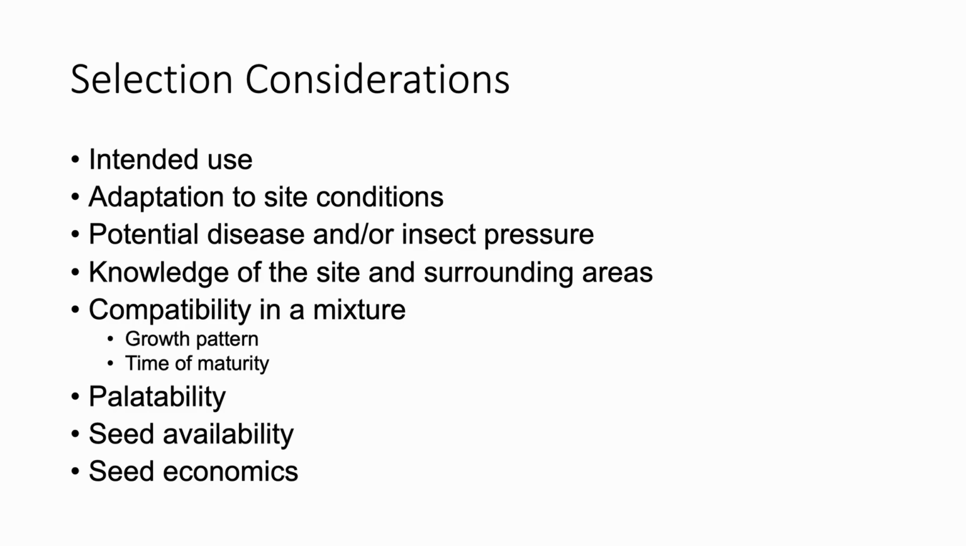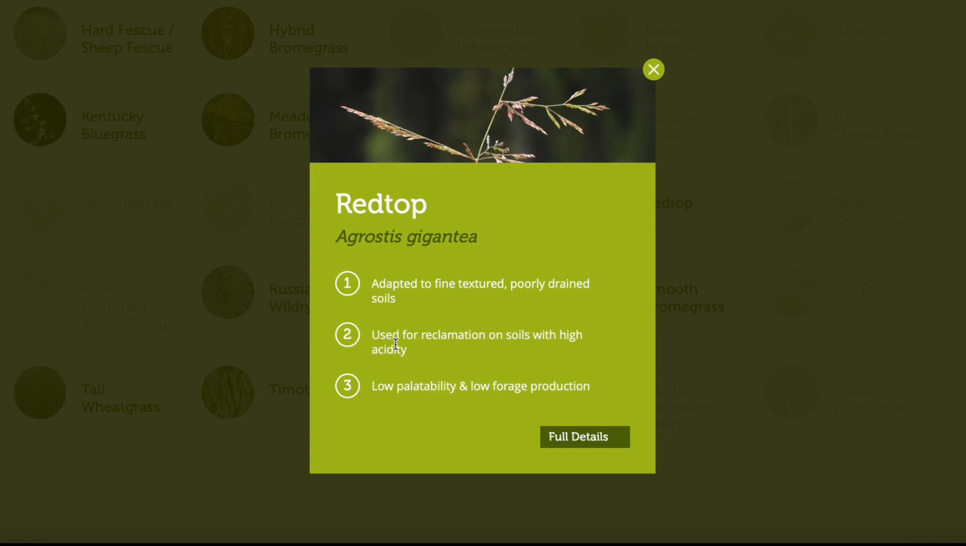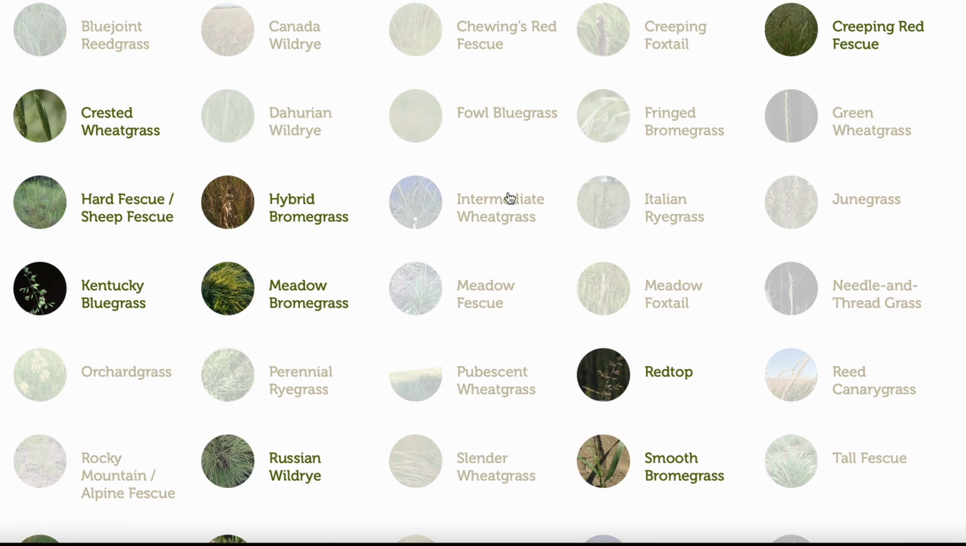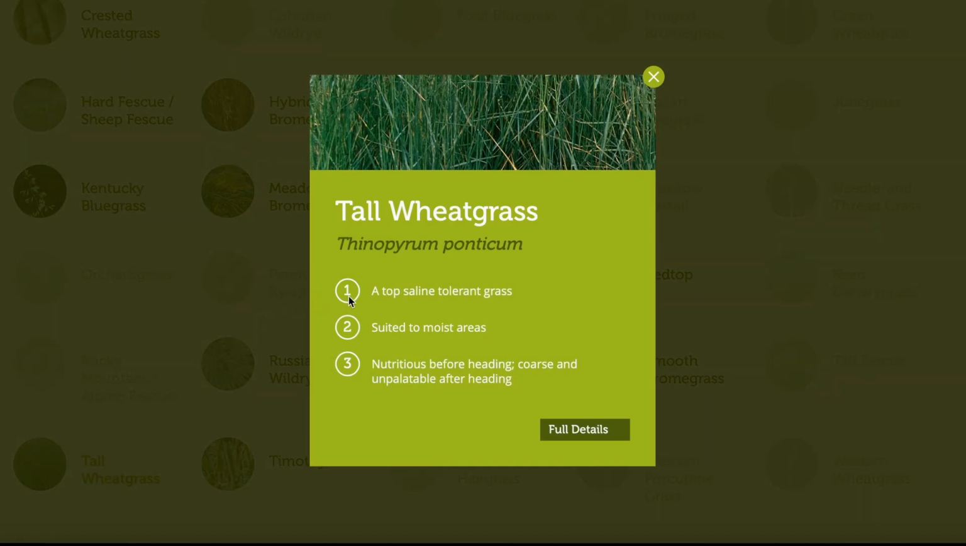What other criteria should you be thinking about when you're working on your forage selection? Revisit the intended use. For example, if you click on red top, you will learn that it is mostly a reclamation species, hence it may not be suitable for our pasture stand. Is the selected forage actually adapted to the site conditions that I have at hand? For example, if you click on tall wheatgrass, you will notice that it is a saline-tolerant grass suited to moist areas. Knowing that this field is rather dry, this may not be an ideal selection.